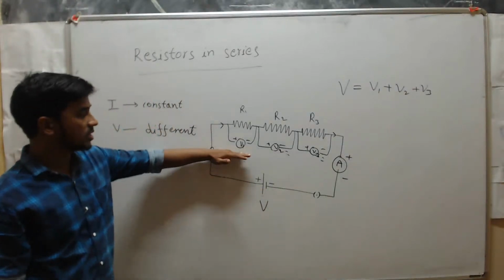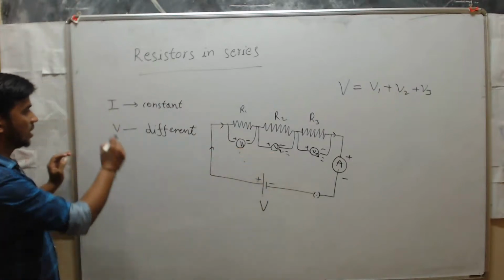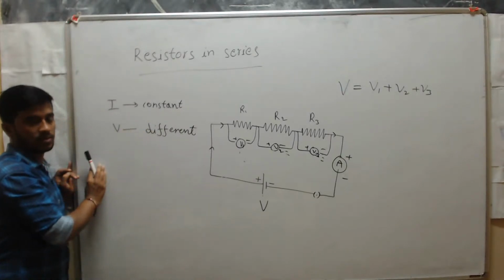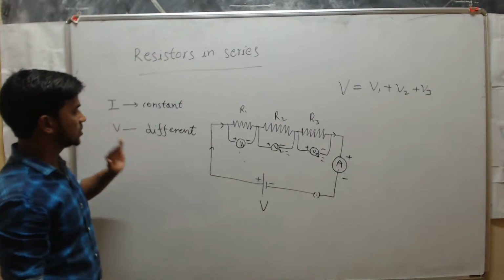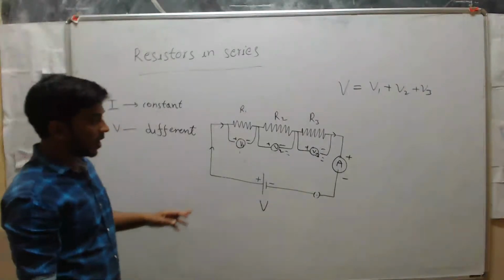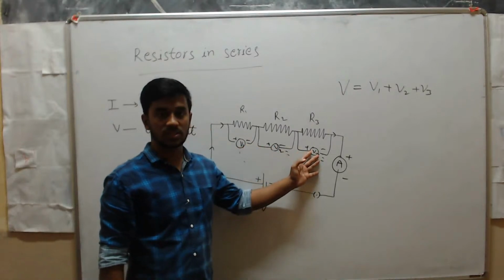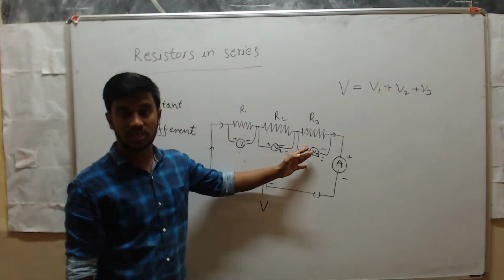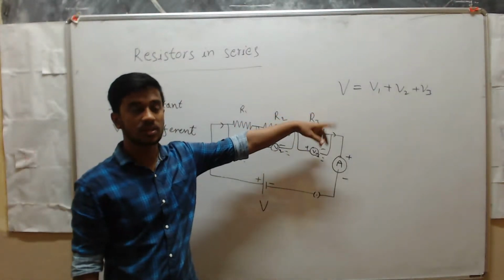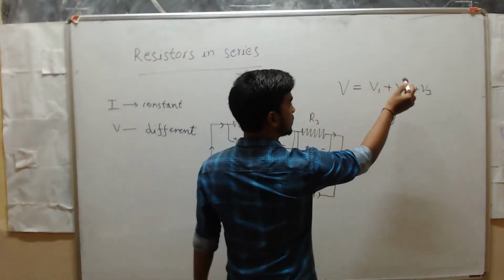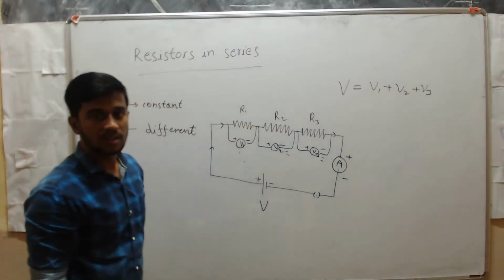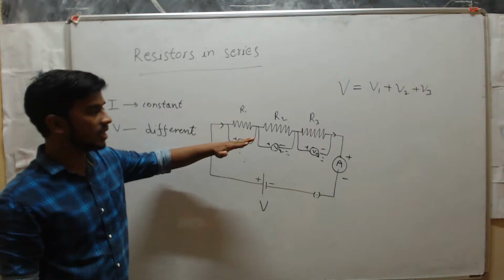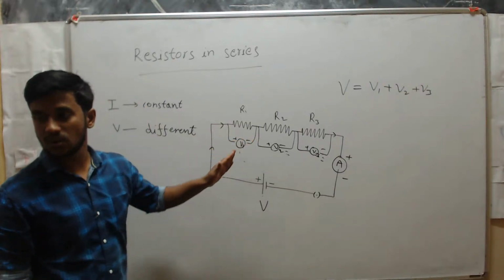So now here the resistors are in series. In a series circuit, current is constant, voltage is different. When you add the voltages of these three individual resistors, then you will get V. So that's why V equals V1 plus V2 plus V3. So clear, right? Here the resistors are in series, so that's why current is constant, voltage is different.